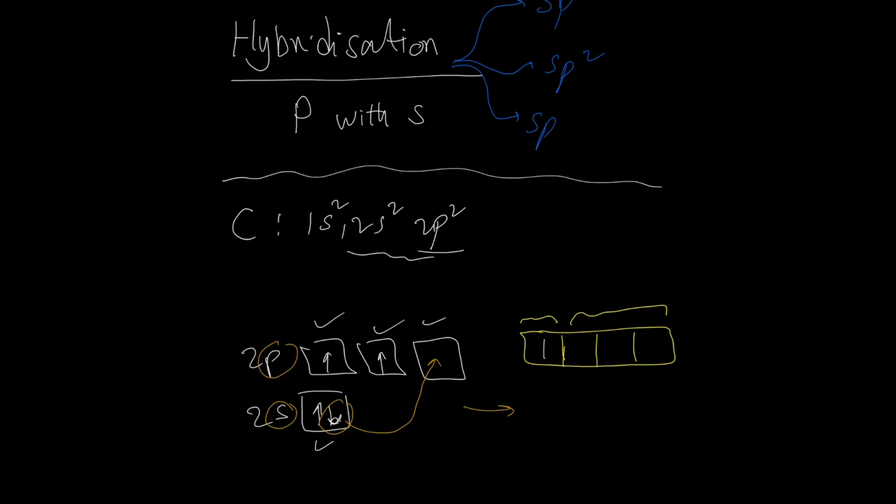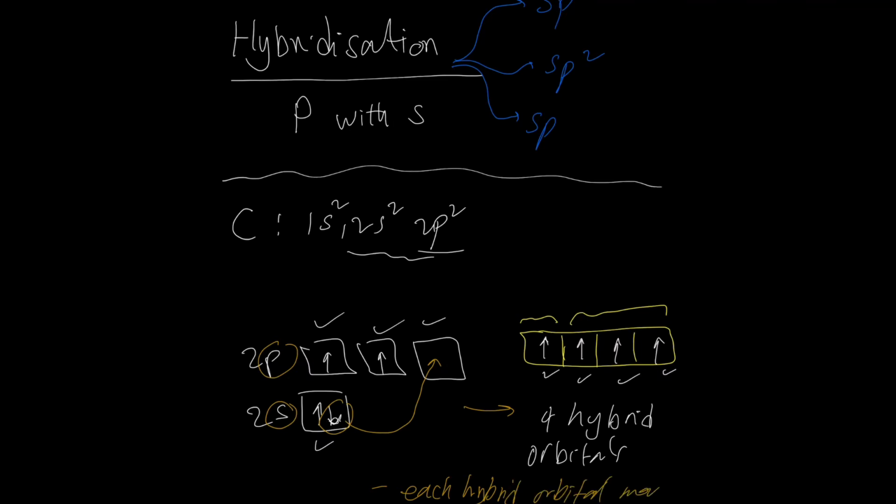Actually, we have one electron in S after moving an electron from S to P, and we have three electrons in P, as you can see. In this case, we have four hybridized orbitals. Four hybrid orbitals. Each hybrid orbital makes a sigma bond, which means in this case we have four sigma bonds. This is the first sigma bond, the second, the third, and the fourth.